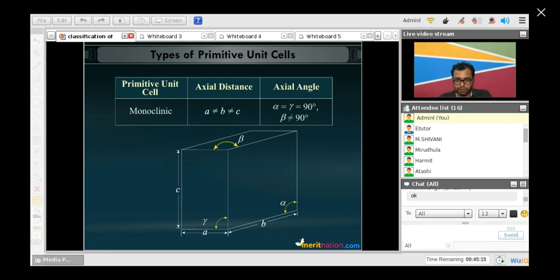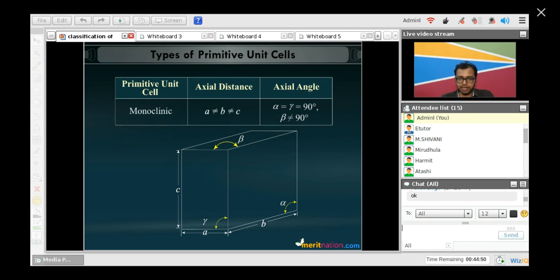So let's say alpha. Here it is given that alpha and gamma are 90 degree. That means this angle and this angle are 90 degree, right? So these are two rectangular plates. Now beta is not equal to 90 degree. So beta can have any other angle, right? So this side will be slightly tilted, right?